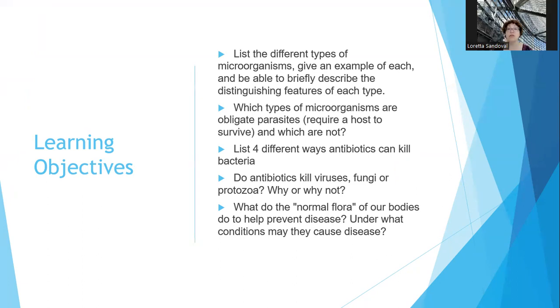Which types of microorganisms are obligate parasites? In other words, they require a host to survive, and which are freelancers that don't require a host to survive. Four different ways that antibiotics can kill bacteria. That's a good thing to know. Do antibiotics kill viruses, fungi, or protozoa? Why or why not? And what do the normal flora of our bodies do to help prevent disease? And under what conditions may they cause disease? So we're going to talk about all those things.